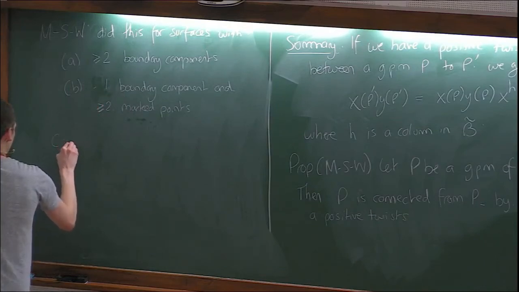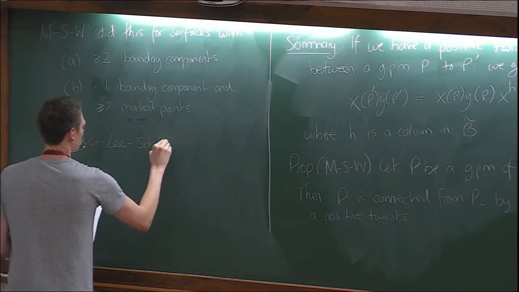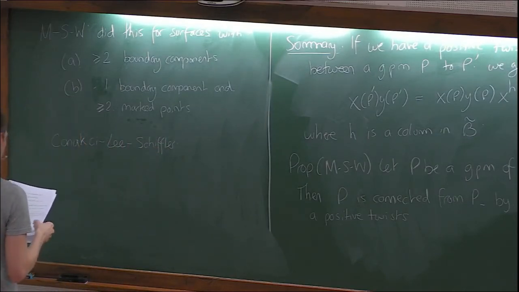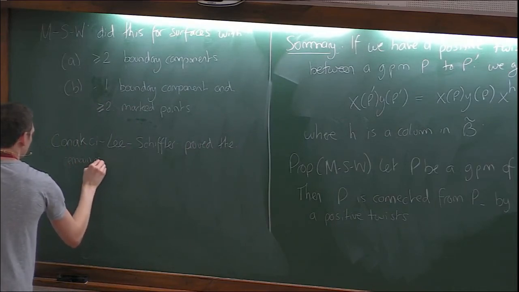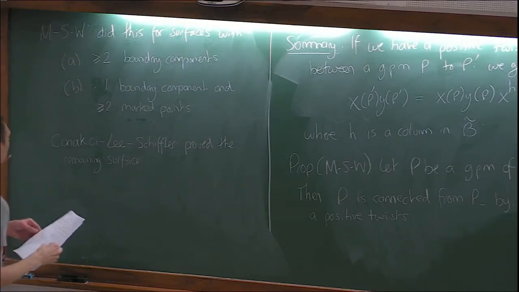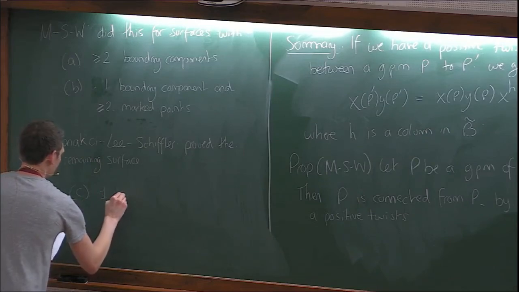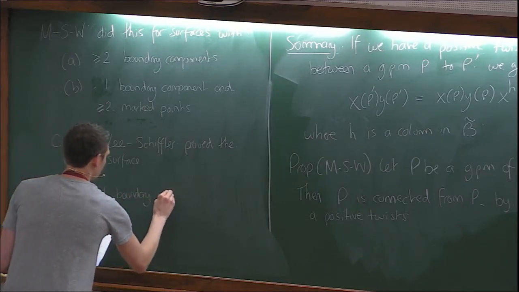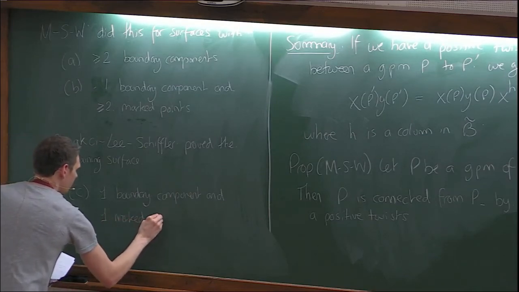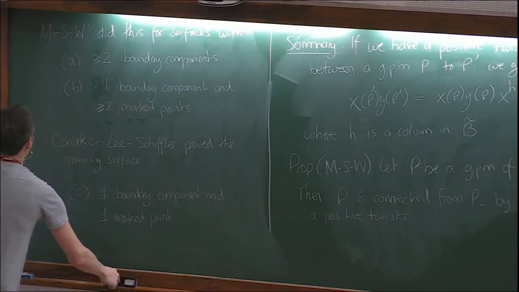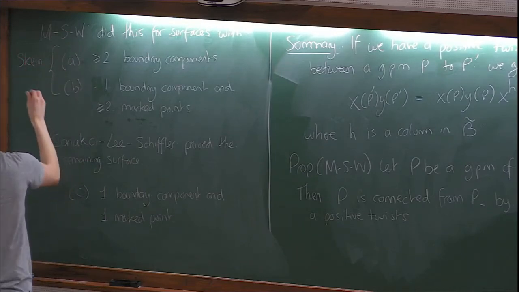Okay. But the argument also extends in the case which we would have more than one boundary component. Okay. And then Canakci, Lee, and Schiffler were able to prove it for the remaining surface, which is, of course, the surface with one boundary component and one marked point. Okay, and these two things, it was proved using the skew relations, and we'll just run through A, and then maybe an attempt to be yourself.